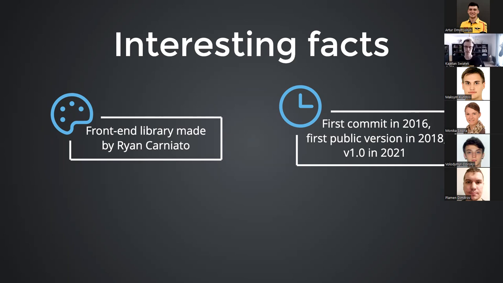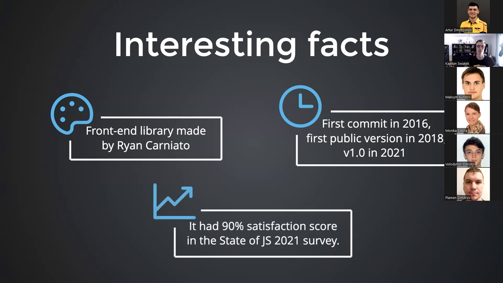And 2021 is especially important not only because it was the first big stable major release, but also because this is the year when SolidJS began getting traction in the web community. It was especially shown in the results of the State of JS 2021 survey, when it had a 90% satisfaction score. And that means it not only beat React, which is still considered the most popular web framework out there, but also Svelte, which had the highest satisfaction score a year before, so in 2020.